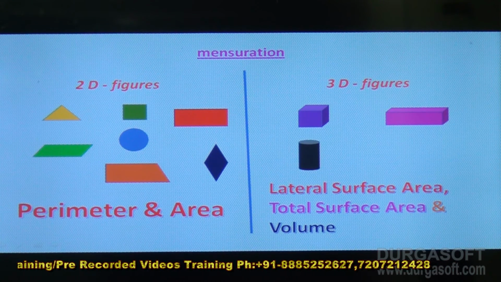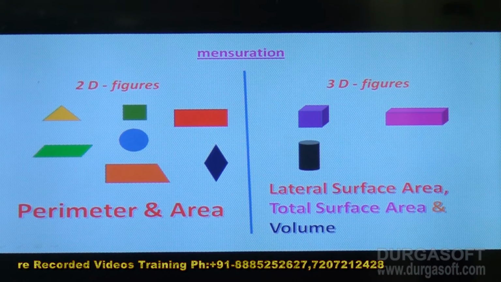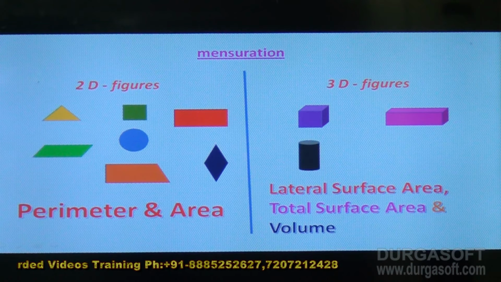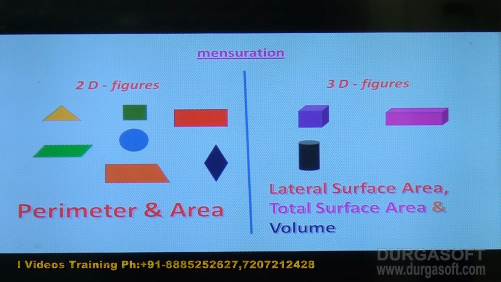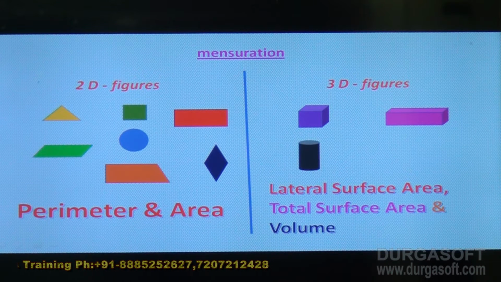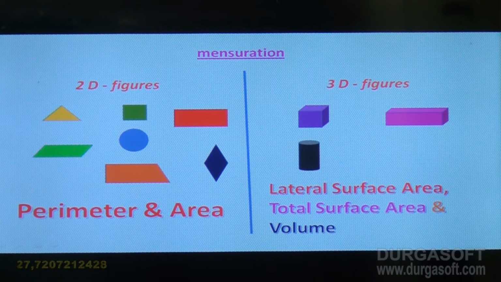So let's see the figures which are to the extreme left, called 2D figures. Here we can see different types of 2D figures: triangle, square, rectangle, circle and rhombus and everything. And if we go for 3D figures, we have 3D figures like the cylinder and everything. In a 2D figure we will be finding the perimeter of that 2D figure and the area of that 2D figure.